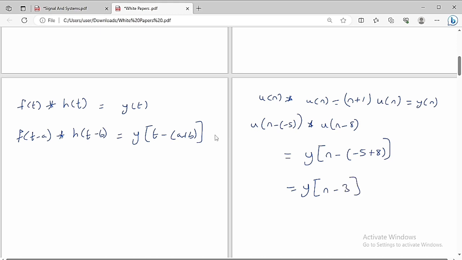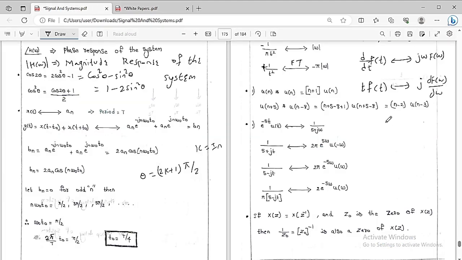Minus 5 plus 8 is equal to plus 3. So we are going to get y of n minus 3, the same thing. It represents n minus 3, so n minus 3 plus 1 into u of n minus 3. Right? Minus 3 plus 1 is nothing but minus 2. So n minus 2 into u of n minus 3. This is what we are going to get finally. So based on this formula, f of t convolution of h of t is equal to y of t, so f of t minus a convolution of h of t minus b is equal to y of t minus of a plus b. The same concept applies for this case also. So by this we have got this value. These things you always have to keep in your mind.